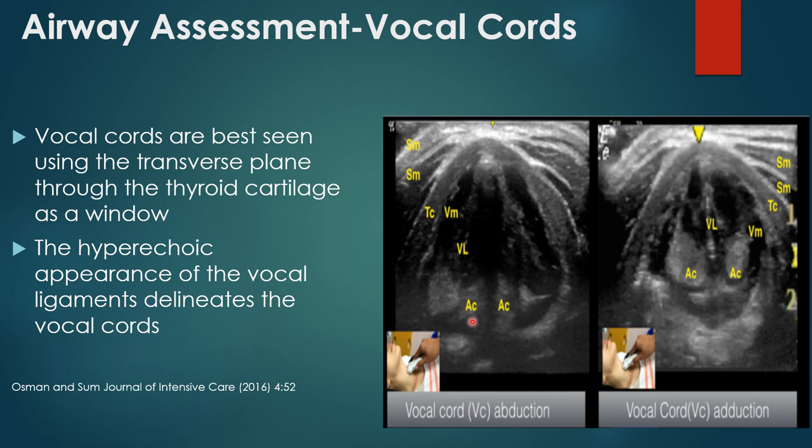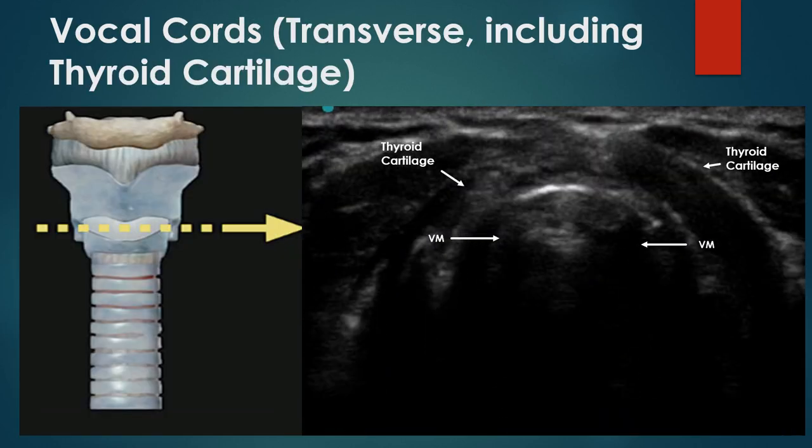The arytenoid cartilage is down here. My scans never really looked this good, as you'll notice momentarily. This is during abduction, during phonation, and this is going to be during adduction or when you've got your cords closed. And the hyperechoic appearance of the vocal ligaments delineates the vocal cords, the vocal ligaments here and here.